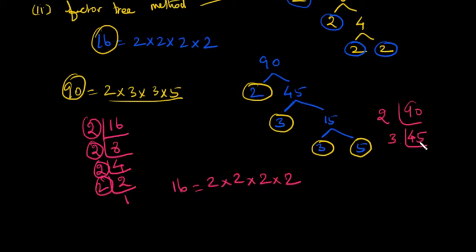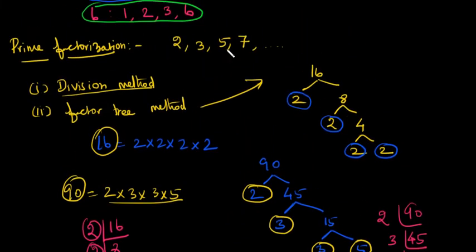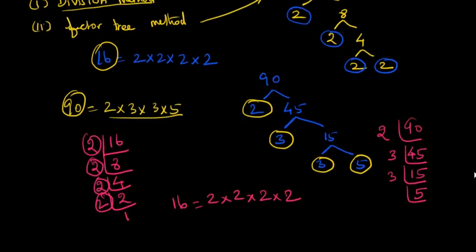How many 3s are there in 45? 15. Again you try with 3, because you have to keep on dividing by the prime number. Then if you can't divide, you have to move to the next prime number. Then here you can get 5. So can we divide again by 3? No, it's not possible. So I'm going to use the next prime number. After 3 you have 5, so I'm going to divide by 5 now. So you will get 1.